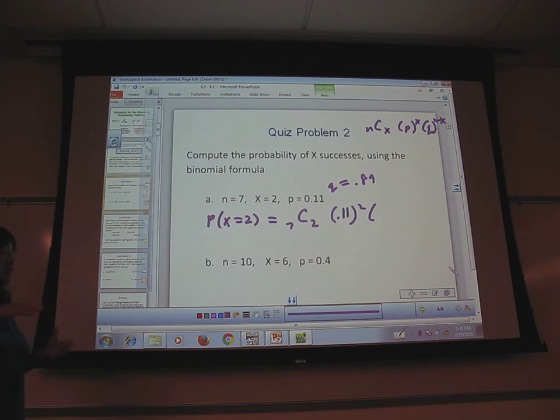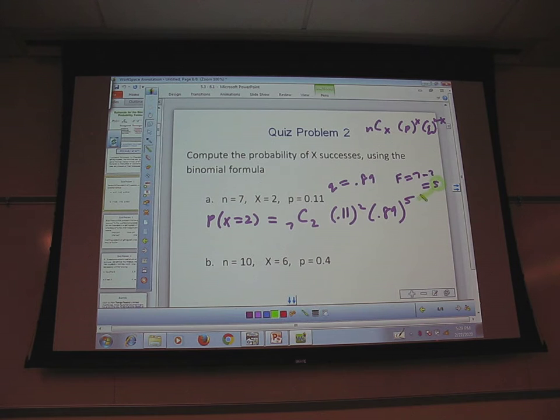So again, go back to things that are familiar to you so that your working memory has more space to think about the new stuff, and not that old stuff. All right, so 0.89. And then raised to the 7 minus 2. So my number of failures is 7 minus 2, so that's 5.